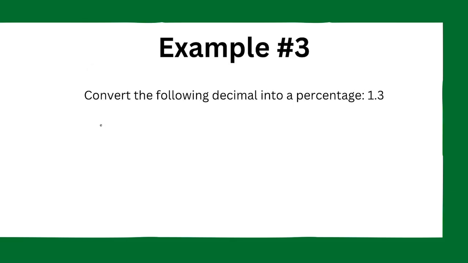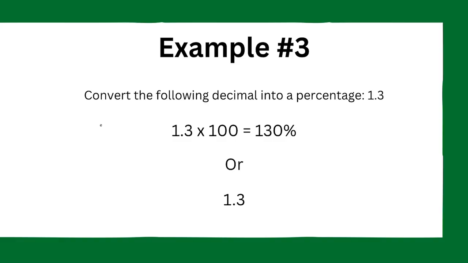All right. So, for our third example, it says convert the following decimal into a percentage. I have 1.3. So, I'm going to take that 1.3 and I'm going to times it by 100. And when I do this, I get 130. And of course, you have that percentage sign. So, I get 130%.